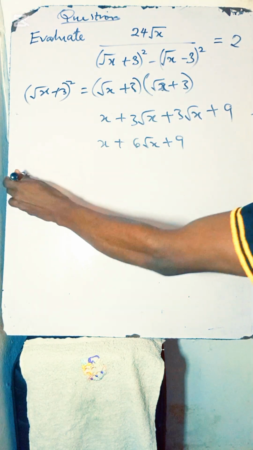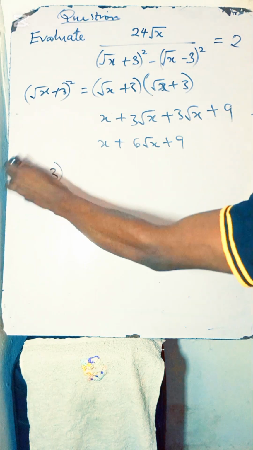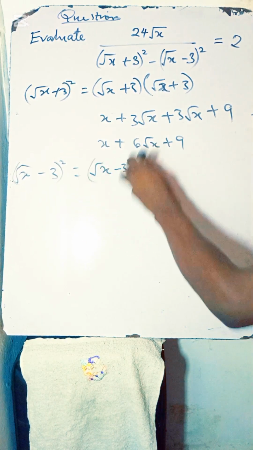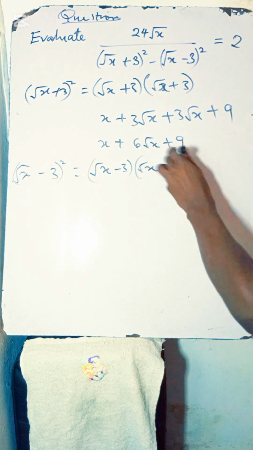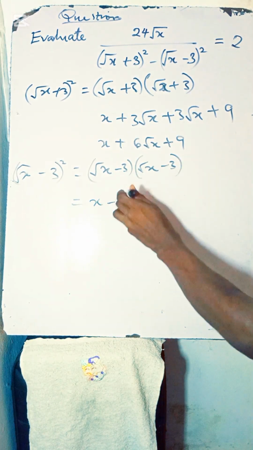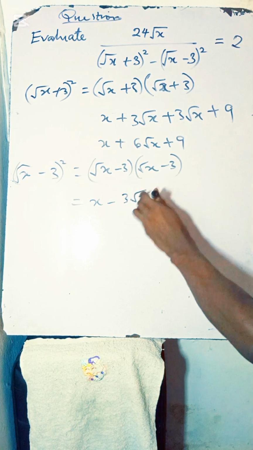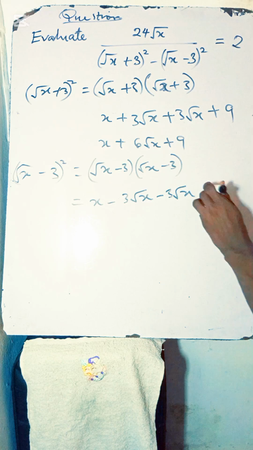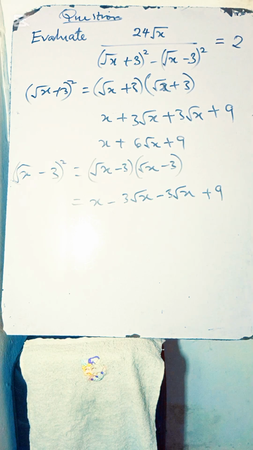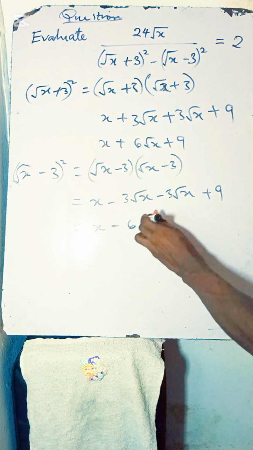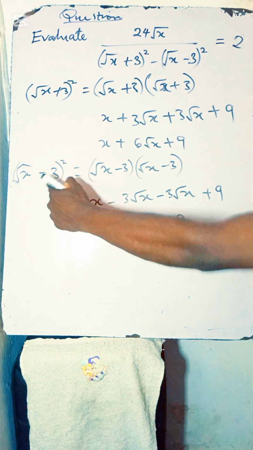The second one, root x minus 3 squared, that is root x minus 3 times root x minus 3. Expanding this, we have x minus 3 root x, and this one is minus 3 root x. Lastly, this is plus 9. Bringing this together, it becomes x minus 6 root x plus 9. So this is the second one.